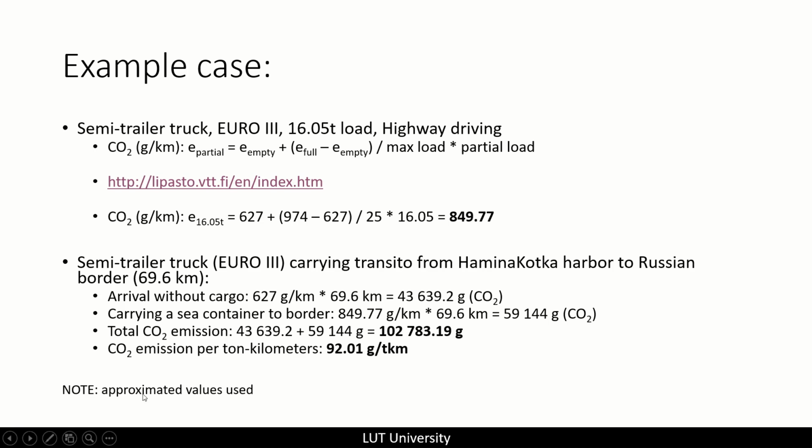Now, when we arrive at Hamina-Kotka, the truck is loaded with the sea container, and now we need to use the emission factor that we just figured out. And so we got that the second part of the trip is 59,144 grams worth of carbon dioxide. Now it's pretty easy to figure out the emissions for the whole trip. We just add them together, and it's a little bit over 100 kilograms of carbon dioxide that has been emitted during this trip.